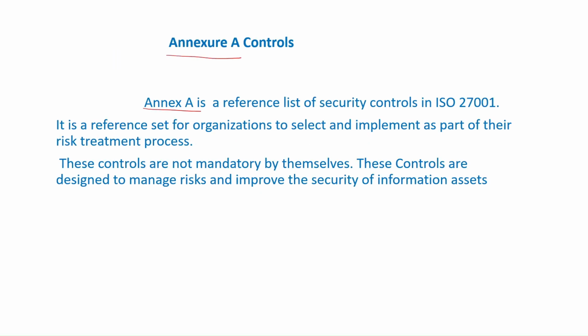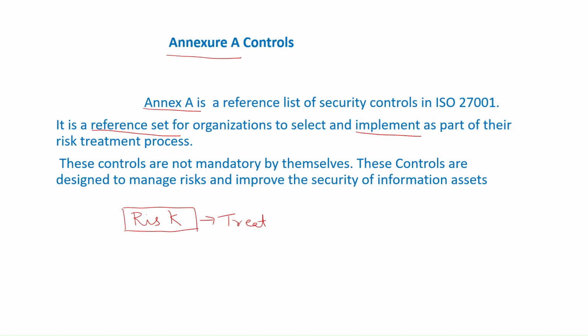If you look at the ISO 27001 document, you will find a separate section called Annexure A. Annexure A is a reference list of all the security controls in ISO 27001. You can use these controls to implement any of the controls as part of your risk treatment process. Now, for example, in my previous video, you might have seen that I explained how you can identify a risk. And then once you identify a risk, you are supposed to treat it.